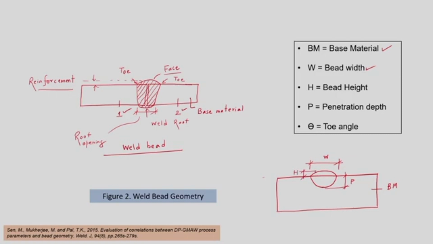And the angle made by the tangent to the face. So, this is the face, and this is the tangent to the face and it is making a certain angle with the top surface of the base material. It is designated by theta and it is called the tau angle.